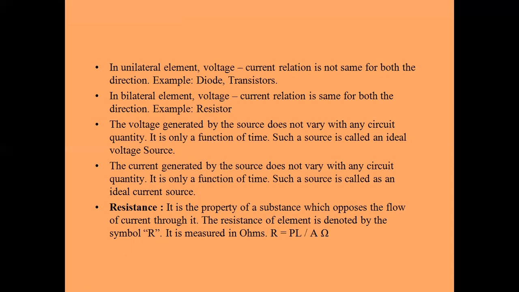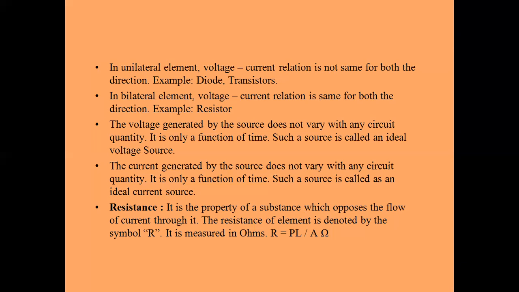Next, if the voltage generated by the source does not vary with any circuit quantity and is only a function of time, such a source is called an ideal voltage source. And if the current generated by the source does not vary with any circuit quantity and is only a function of time, such a source is called an ideal current source.